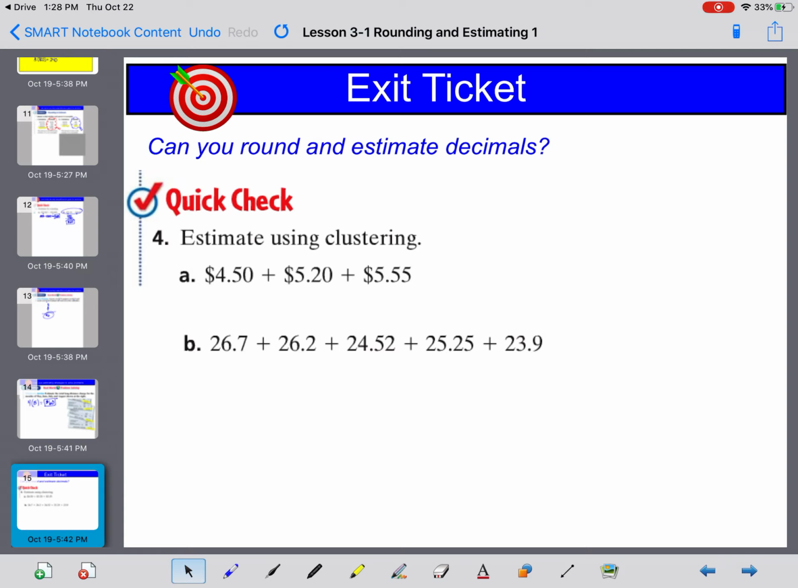Now you try. Try using clustering. Pick what number, there's only going to be one number total for A, that 450, 520, and 555 are close to. Then B, those 5 numbers are all clustered around one number. What number would you say that is, and estimate the answer?